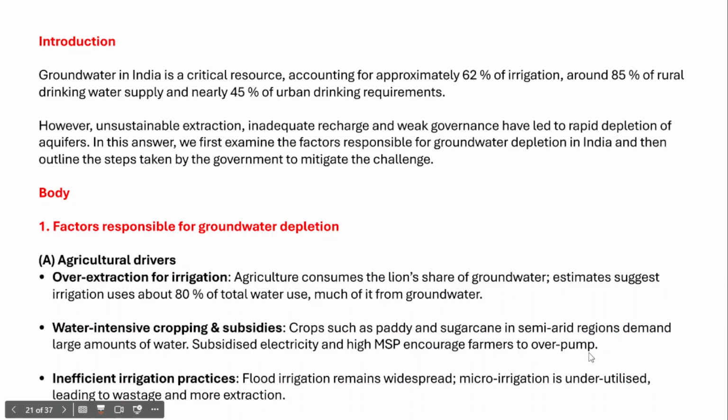Then we need to talk about the inefficient irrigation practices which exist as well. For example, in India, there is flood irrigation, because the fields are flooded with water. This flood irrigation remains widespread. When you are flooding fields with water, you require large amounts of water. However, micro irrigation has a very small-scale presence and is very often underutilized. So it has been leading to over extraction and increased wastage of water resources.